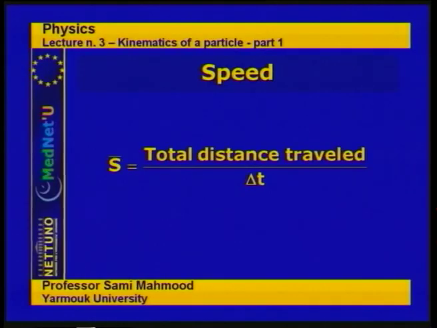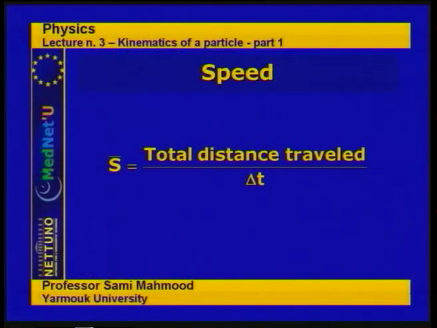Sometimes we are concerned with another parameter, which is called the speed. The speed is simply how fast the particle is going without regard to the direction. The average speed is thus defined as the total distance traveled by the particle divided by the time it takes the particle to travel that distance.